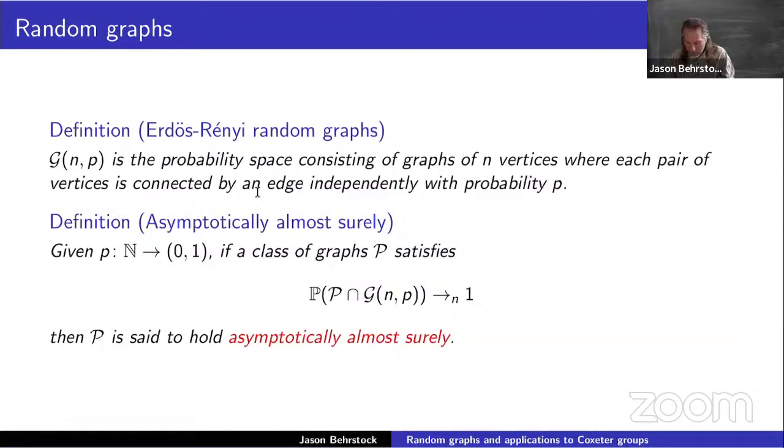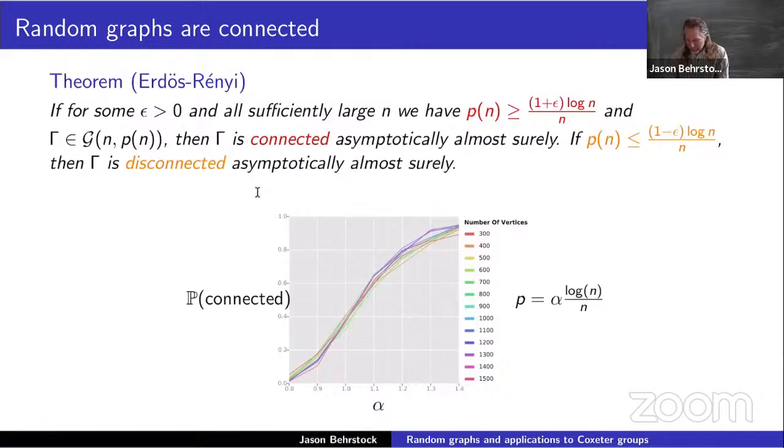So let me start with the classic theorem of Erdős-Rényi. Everyone knows that there's a sharp threshold for connectivity. So what exactly did they prove? Erdős-Rényi proved that for any epsilon greater than 0 and any sufficiently large n, if you take a probability p(n) bigger than (1 plus epsilon) times log n over n, and you have a graph in G(n,p), then it's asymptotically almost surely connected. So above some threshold, you always get connectivity. And if you're below that threshold, so if you have any probability that's bounded away from log n over n, less than (1 minus epsilon) log n over n, then it's asymptotically almost surely disconnected.